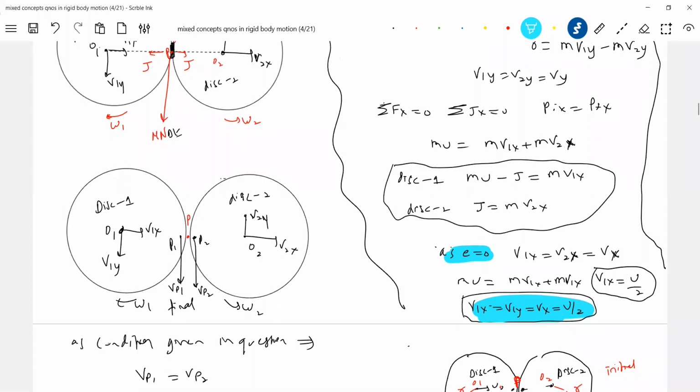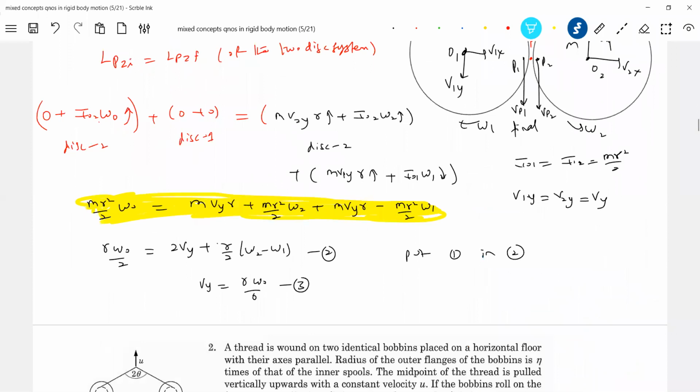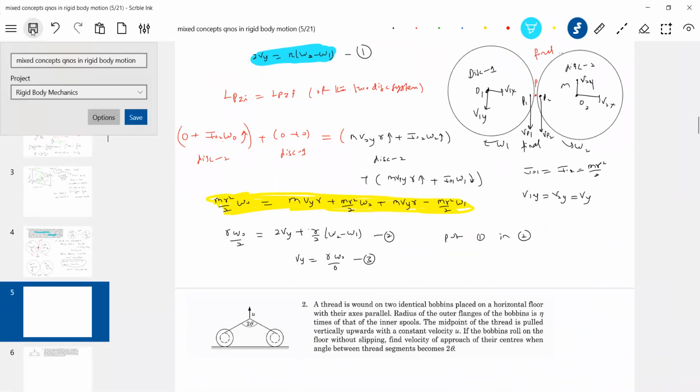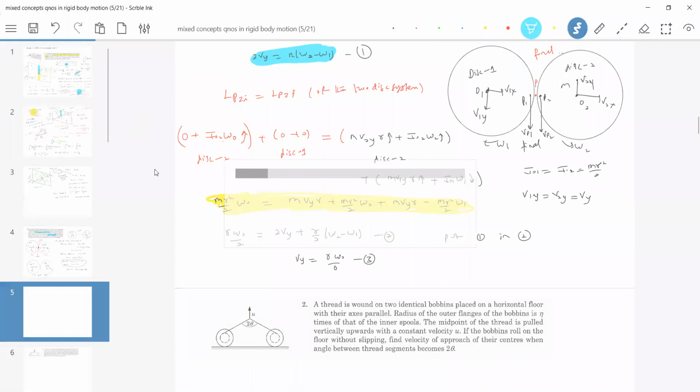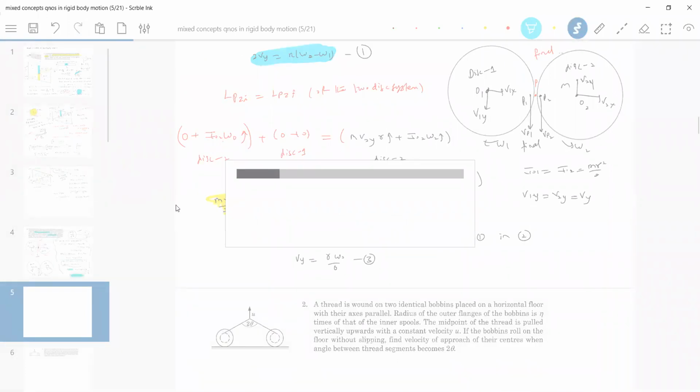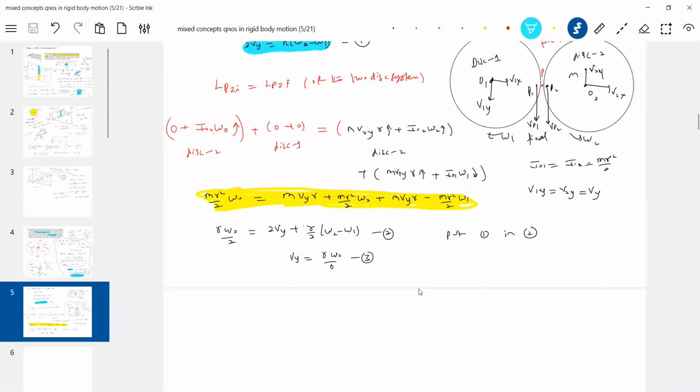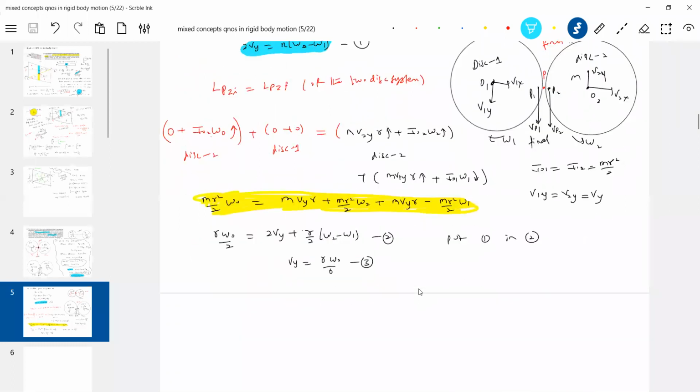So Vx we know. Now what happened? We brought Vy. Now what is next needed? Omega 1 and omega 2. How to bring omega 1, omega 2? We need a lot of space here. I'll finish off that one. Almost we are at the end of the problem. Omega 1 and omega 2.